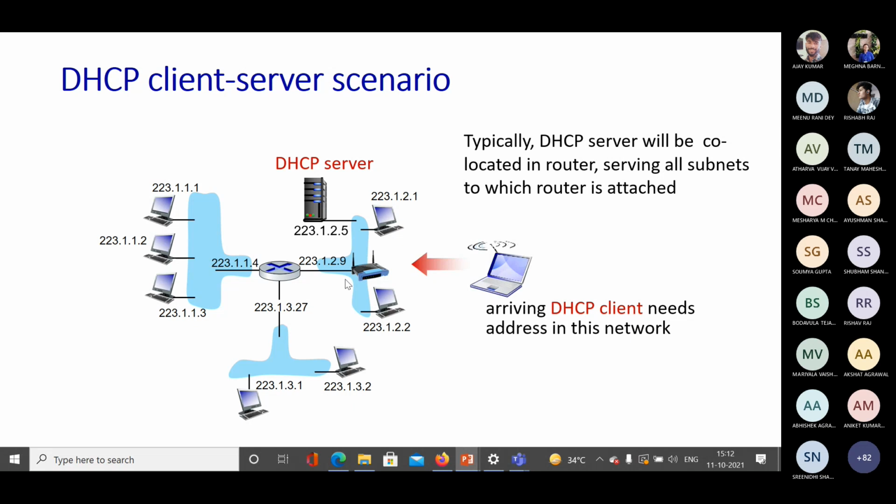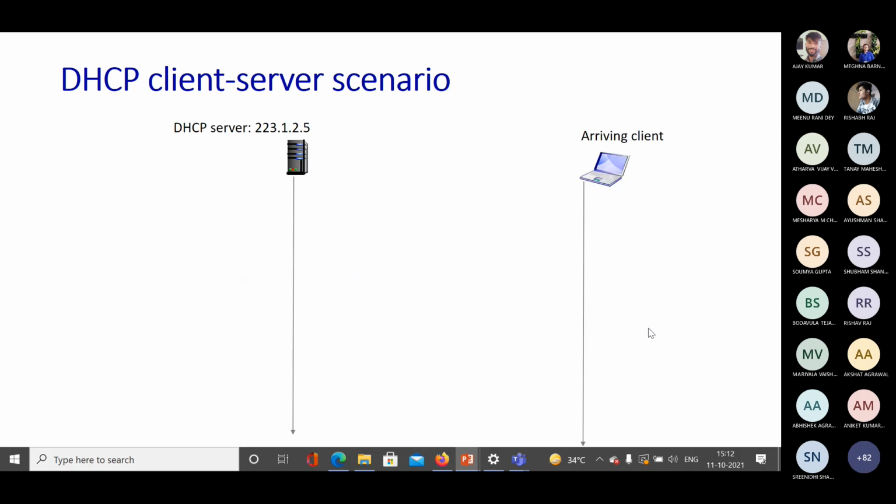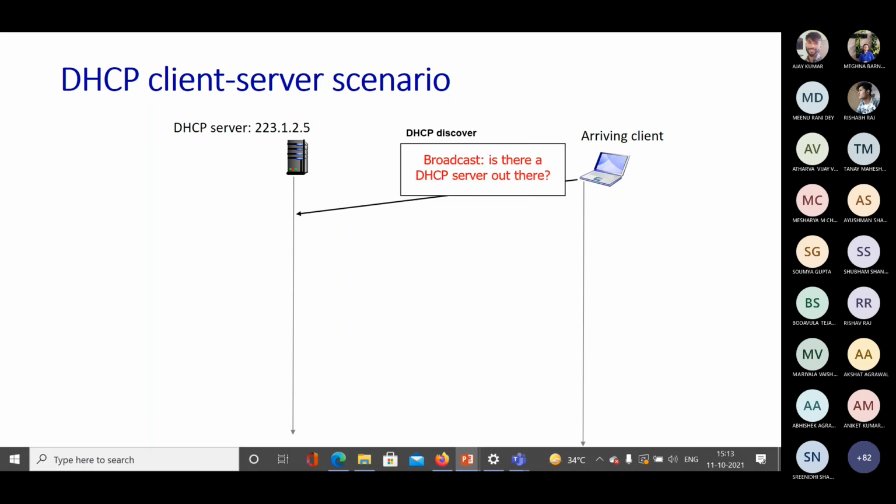Now, as I was giving an example of you connecting to the Wi-Fi in your hostel room, suppose there is a laptop which is trying to connect to an access point here, a Wi-Fi access point. Okay. So this is the arriving DHCP client. This laptop which is trying to connect will become the arriving DHCP client, which needs an IP address to connect to the network. Now let us see the steps that will happen one by one. So first, as we know, the arriving client is the one that will initiate the connection, right? So the arriving client will first send a broadcast message.